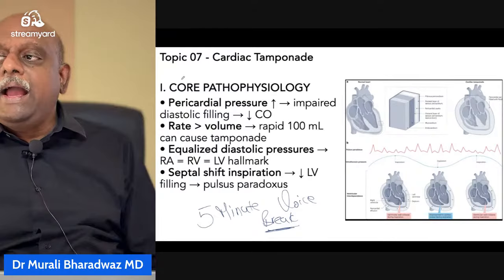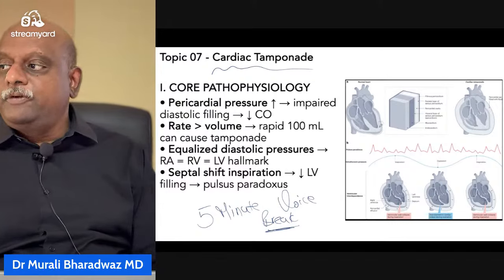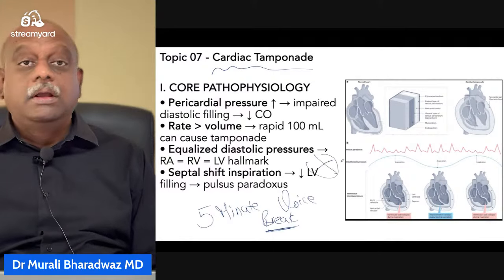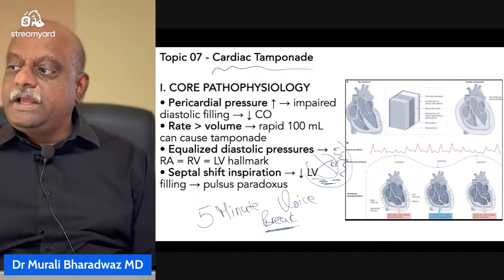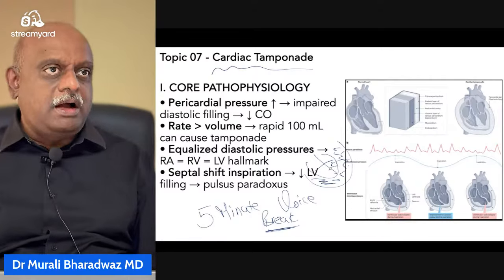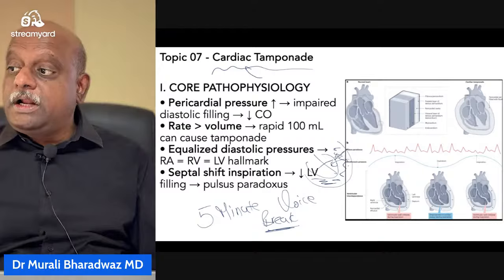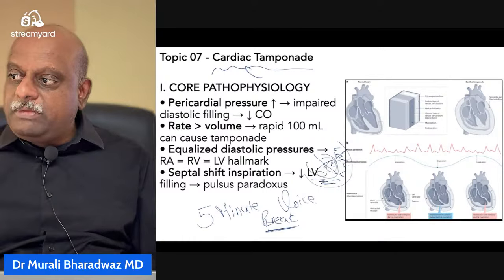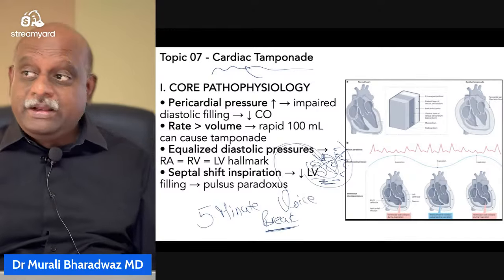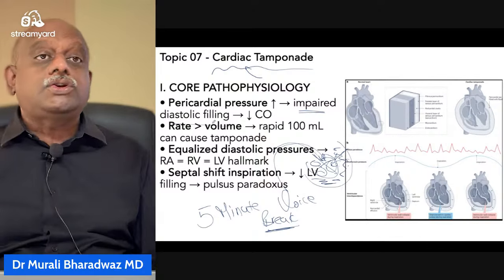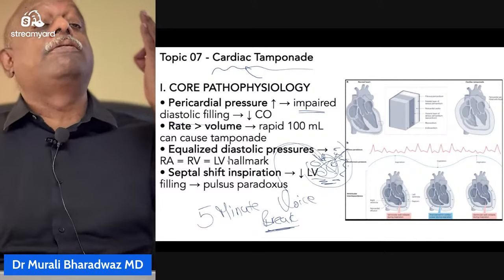So cardiac tamponade, what does it mean? There's a lot of fluid around the heart, inside the pericardium, that causes compression of the chambers of the heart, which is called cardiac tamponade. Because there is pressure outside compressing the chambers, they will not be able to get filled with blood. So impaired diastolic filling is the hallmark of cardiac tamponade.